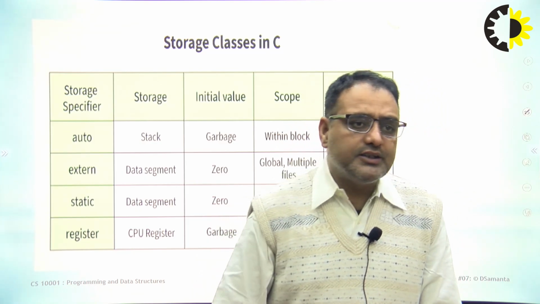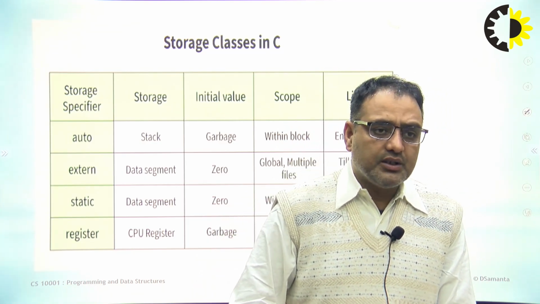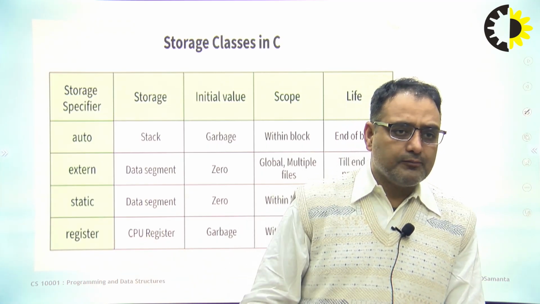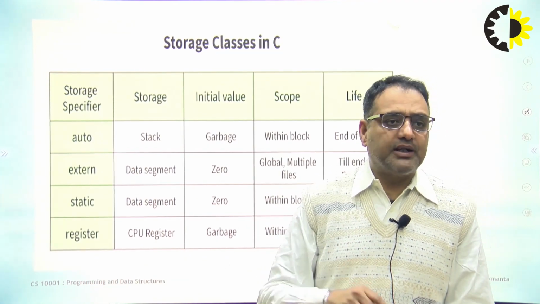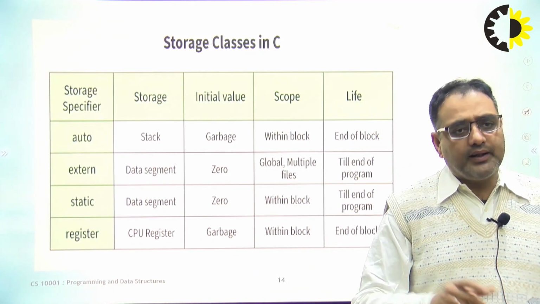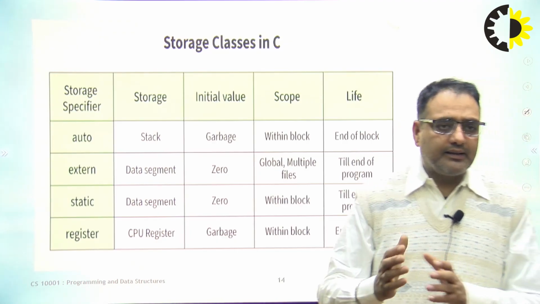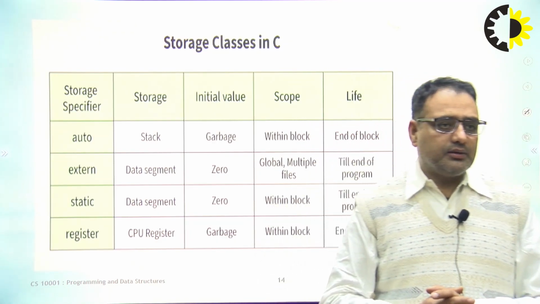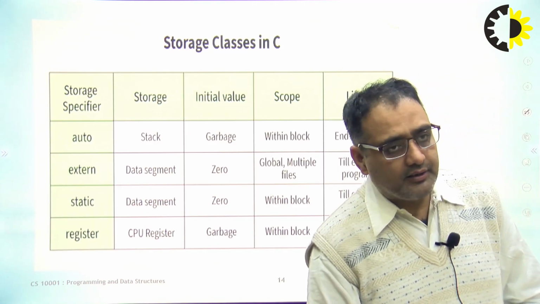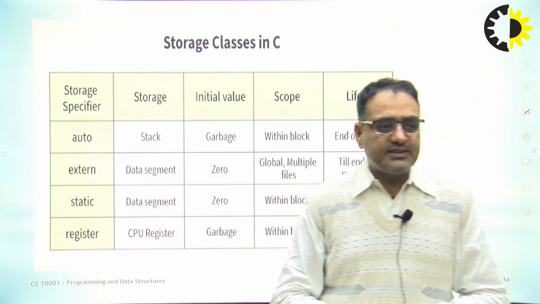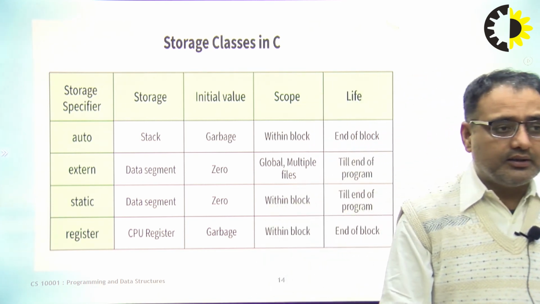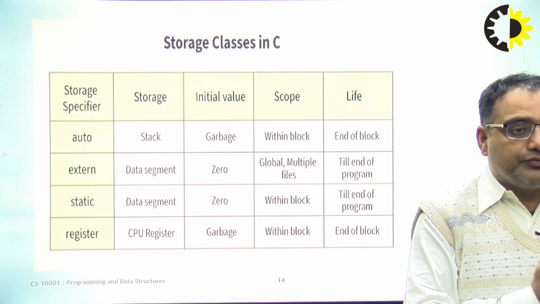If you are using variables which are declared in other files, you can include that file in your script, that is, hash include with double inverted commas, a.c, b.c, like that. So the scope is global and multiple files. That's why it is mentioned as till the end of the program for life. Static: storage is the data segment. It is local within a block.